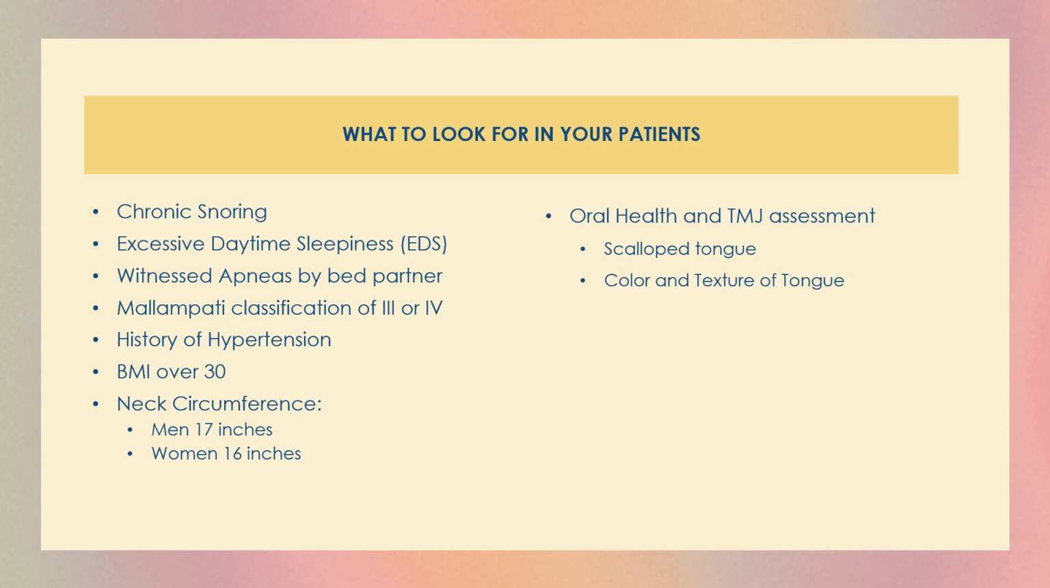We look at the color and texture of patients' tongue. Dry tongues, fissured tongues, tongues with lots of cracks in them, could be an indicator of an airway issue. We look at the uvula. All the way in the back of the throat, when we tell the patient, open up and say, ah, we're looking at that uvula.